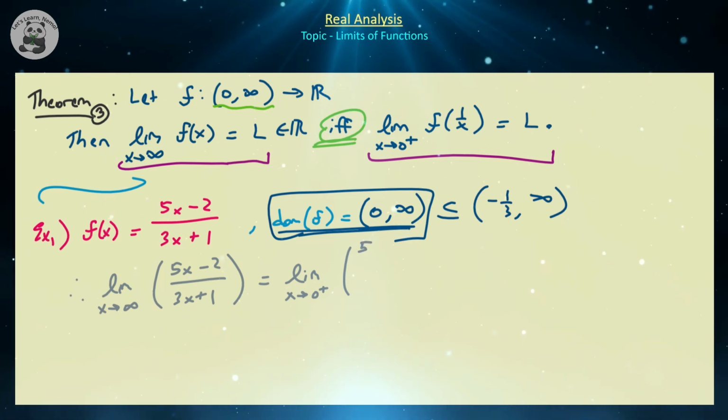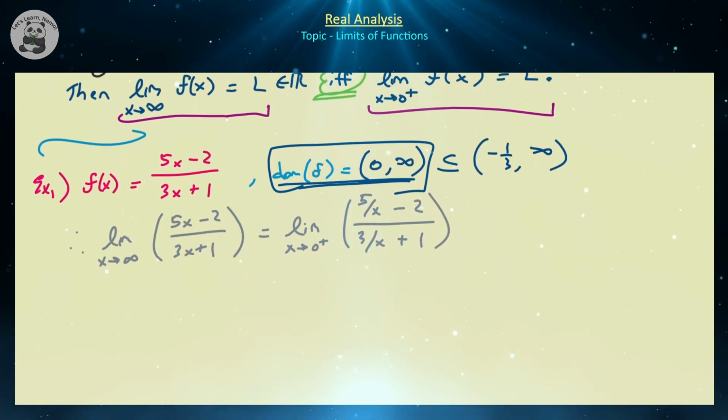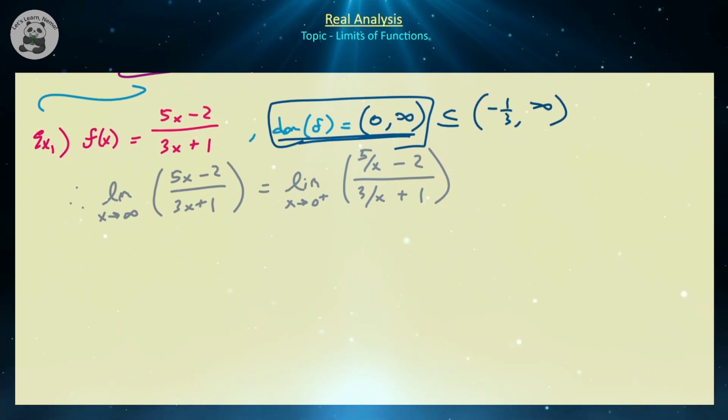So we're just going to replace x with minus x. So we're going to have 5 divided by x minus 2, all over 3 divided by x plus 1. Now let's do some little algebraic manipulations. So I'm going to multiply top and bottom by x, or get a common denominator. It doesn't really matter how you do it.